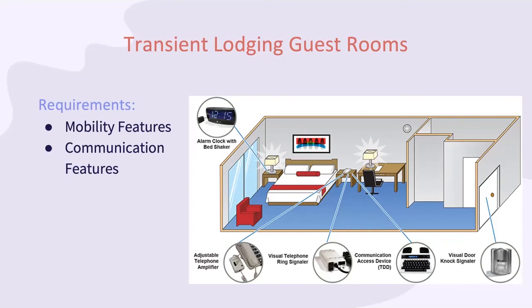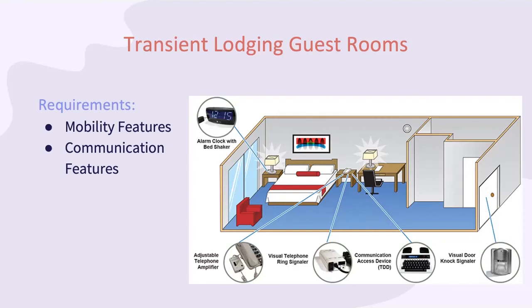Communication features. So for example, alarm systems need to also have audible and visible features. The requirements for that are discussed in Chapter 7. And then notification devices also. In guest rooms with communication features, visible notification devices should be provided to alert guests of incoming phone calls or a door knock or a bell, for example.